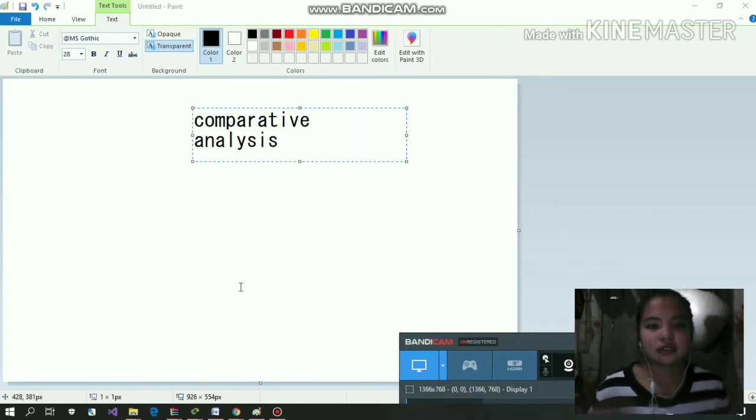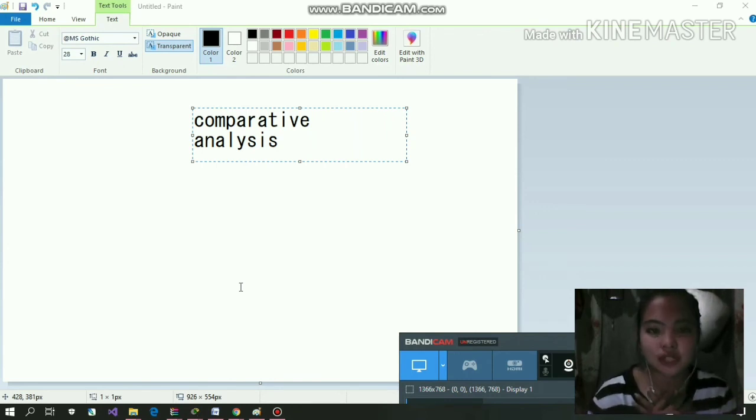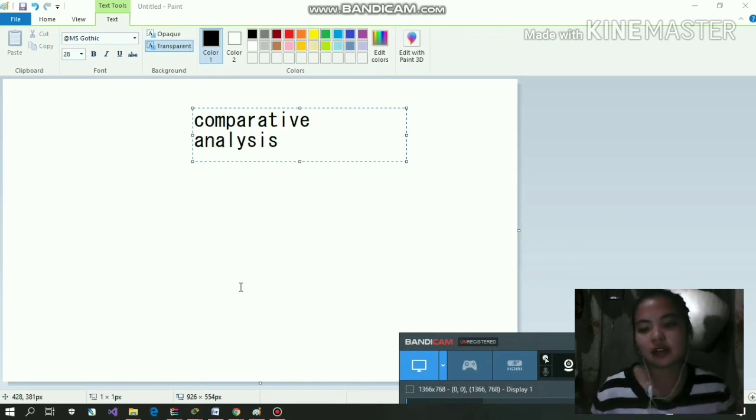So for this video, we have to do a comparative analysis about the different topologies in our Cisco, which are the point-to-point topology, the bus topology, the star topology, the tree topology, the mesh topology, and the last one is the ring topology.